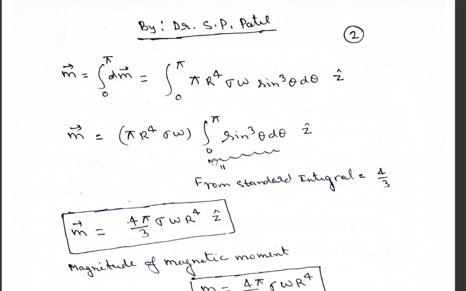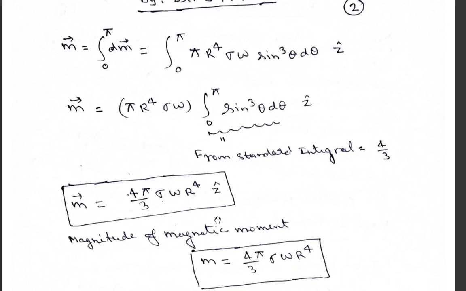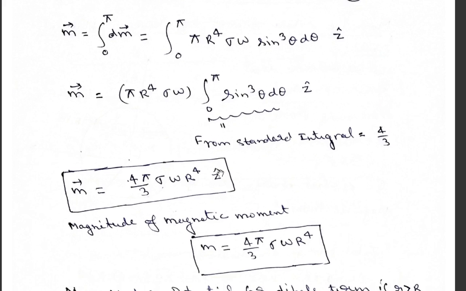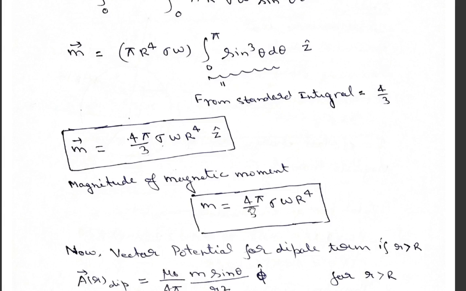We know from the standard integral that the value of this integral is 4 by 3. If we substitute, we can find the total magnetic dipole moment, that is 4π upon 3 σ ω R⁴ z unit vector. So this is the magnetic dipole moment of a spherical shell. Obviously this is pointing along the z unit vector, along the z axis, and the magnitude is 4π upon 3 σ ω R⁴.